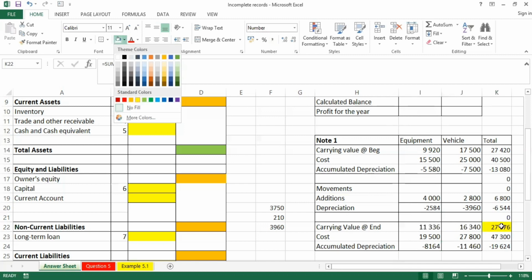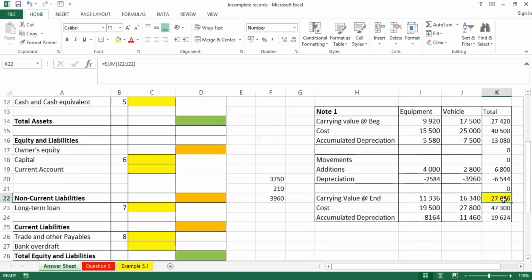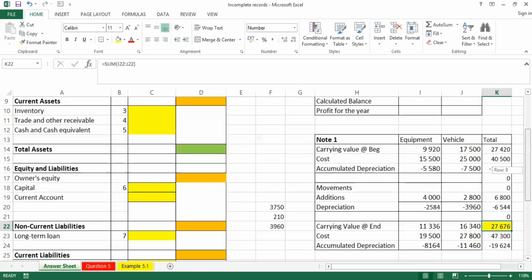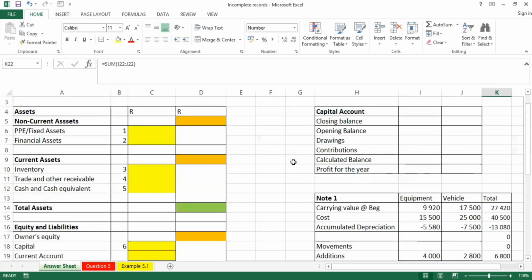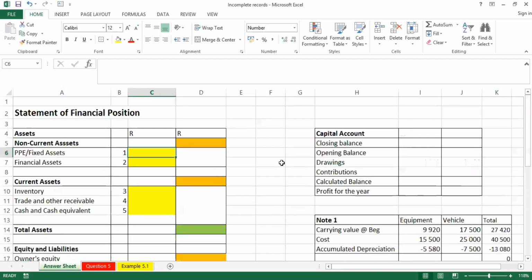So this answer here, that's the answer that you need to get. That's your answer for your PPE, which is for the note number 1. That's the answer that's supposed to come here. So the answer being what? The 27,676. So that's your answer.